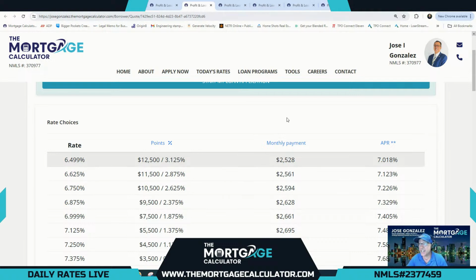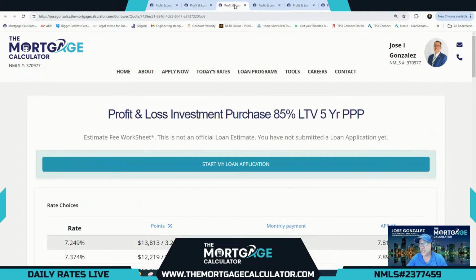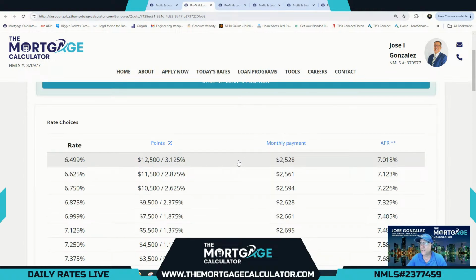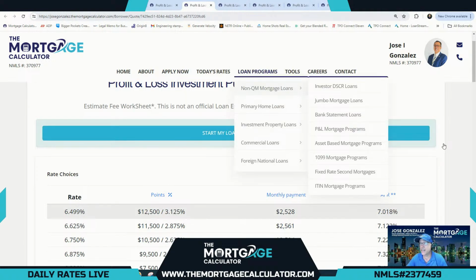6.499 lowest cost option. You see how much better the rate got when you added the 5-year prepay as opposed to the 3-year. Here on the 3-year, our lowest cost option was 7.249. And here on the 5-year, it is 6.499. Actually, sorry, this is 80%. My bad. But 80% with the 5-year prepay, 6.499. Now, obviously, 80% is the more common.